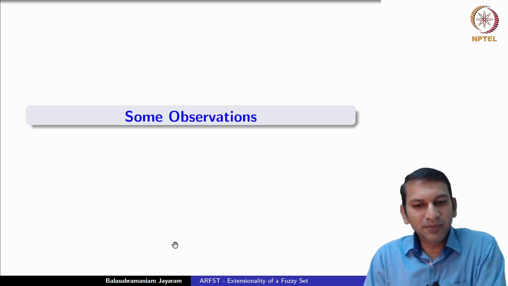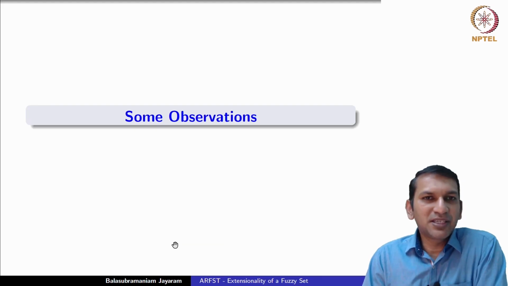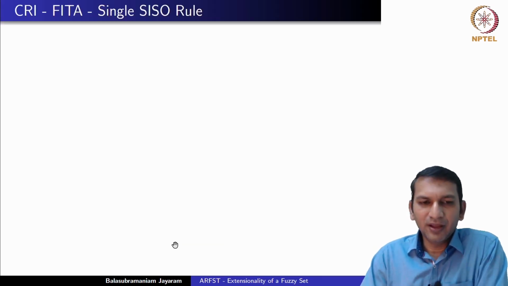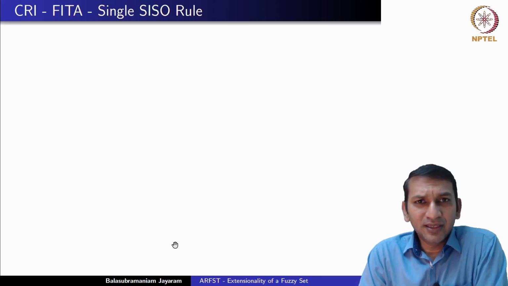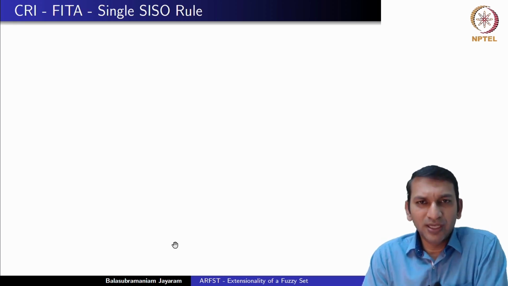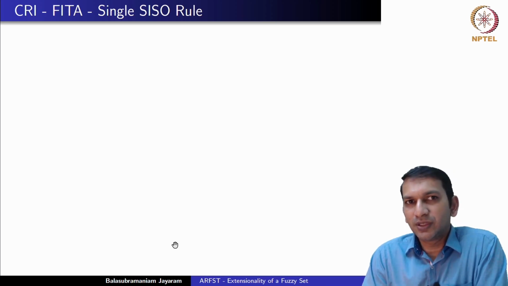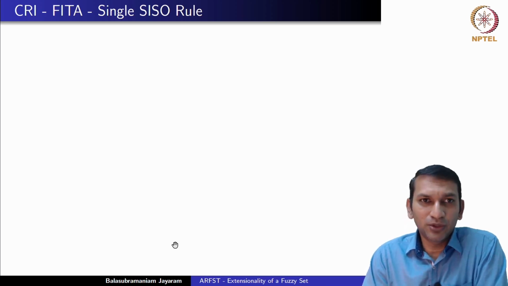Before moving to this concept, let's make some interesting observations. Let us consider a single rule, single input, single output, and let's use this in the CRI inference mechanism. Of course, in this case, whether you use the Mamdani or the Larsen inference strategy, both are the same because we have only a single rule.